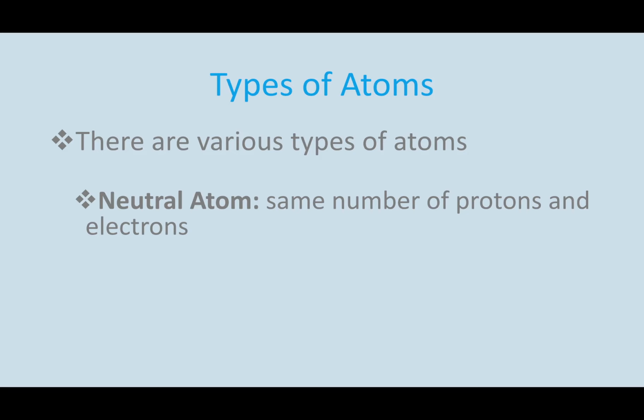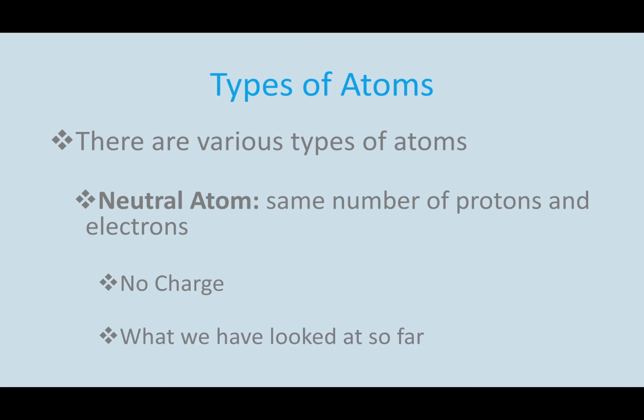The first type that we're going to look at is a neutral atom. A neutral atom has the same number of protons and electrons. This means that these atoms have no charge. Having the same number of protons and electrons means that the positive and negative charges cancel each other out, and you get the result of no charge. And this is basically what we've looked at so far.